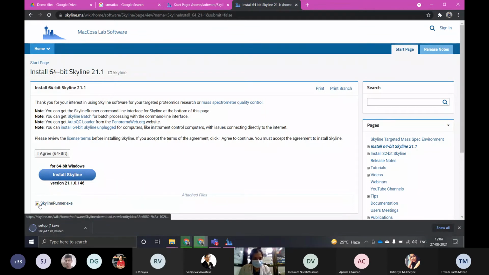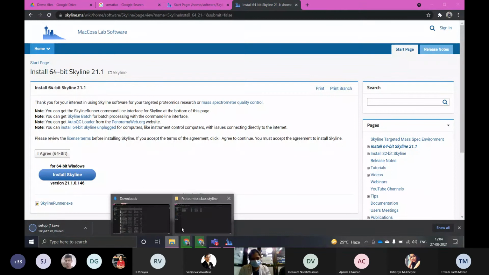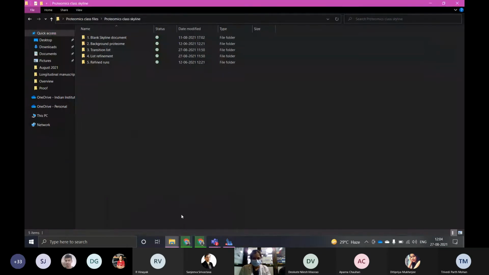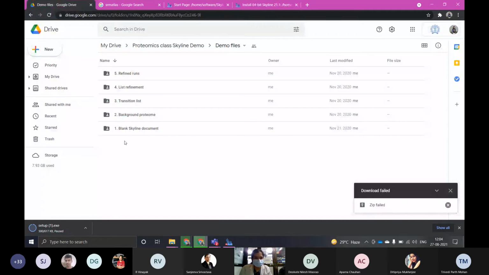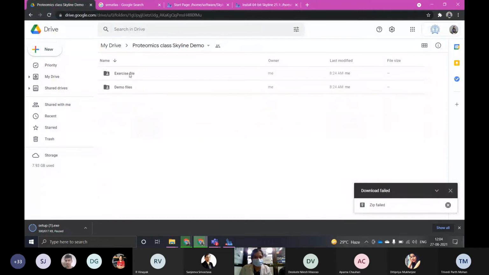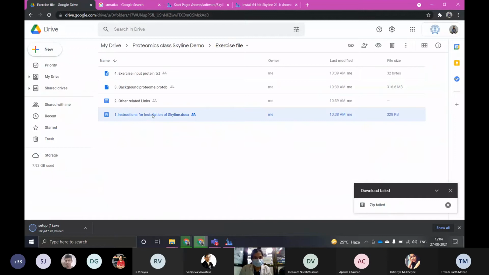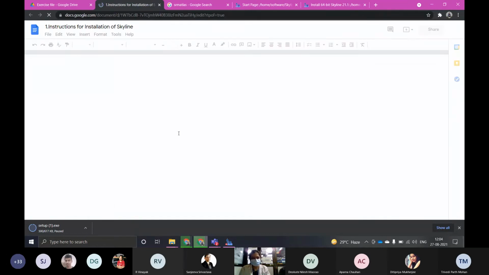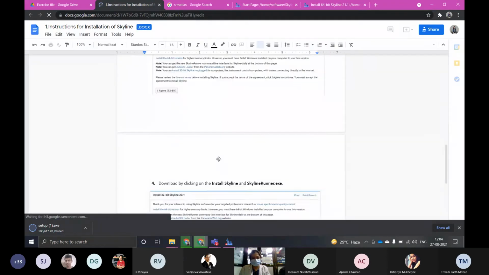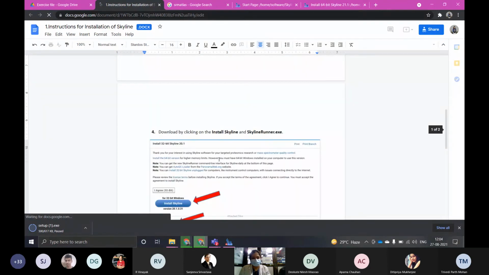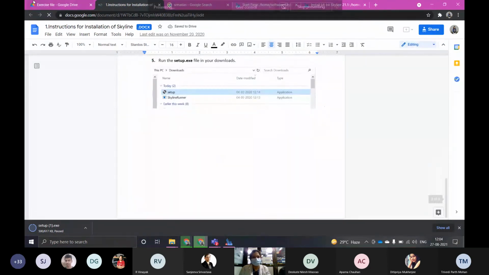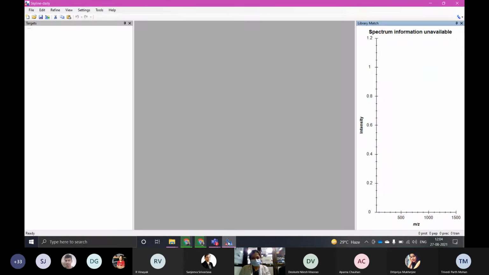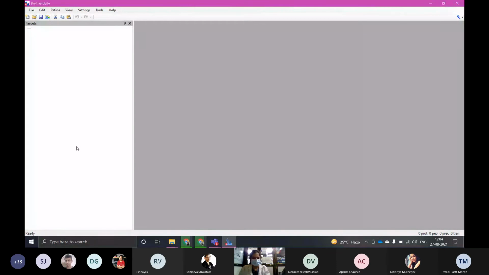I'm not downloading it right now because I already have it. Also download the skylinerunner.exe. Once that is run, the software will be ready to go. In the link that I have shared, in the exercise file link, I have given the detailed instructions for installation of the software in the form of a document. You can follow this, and I think it will be easy for you to download and set up the software. Once I have the software here, I am just going to go over a few basics.